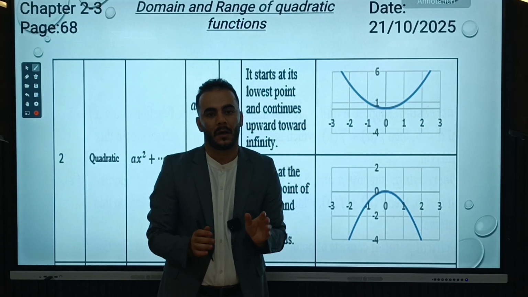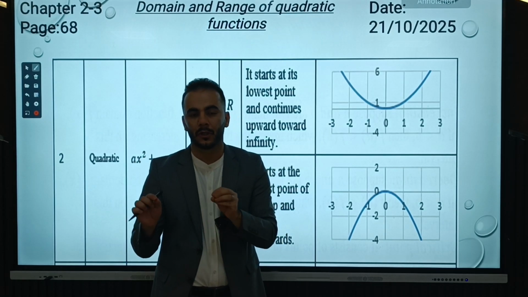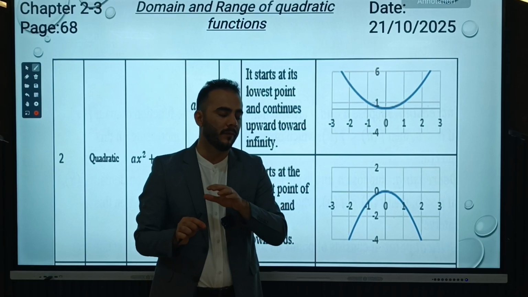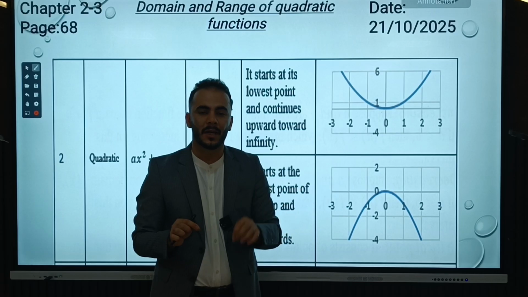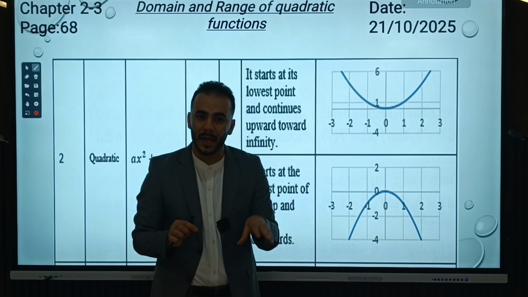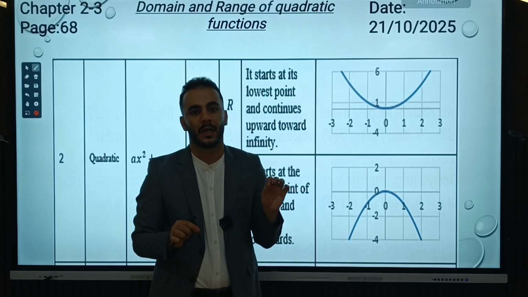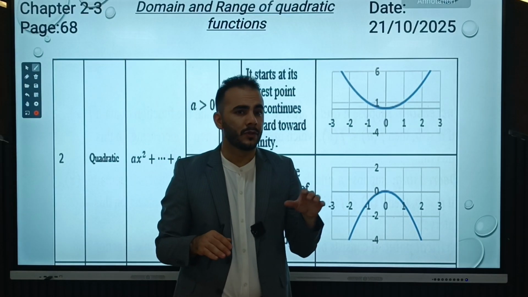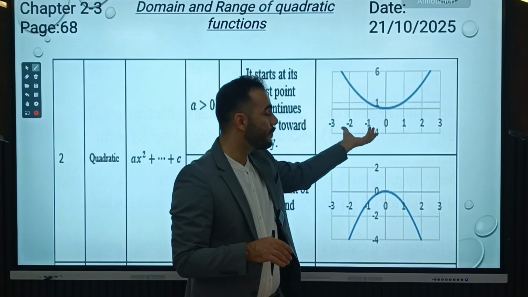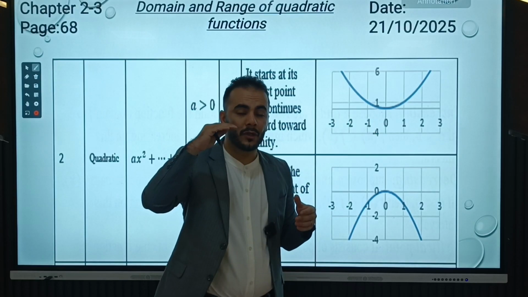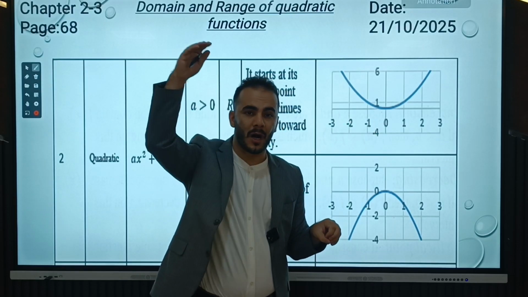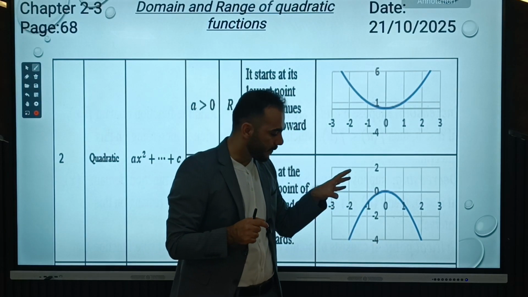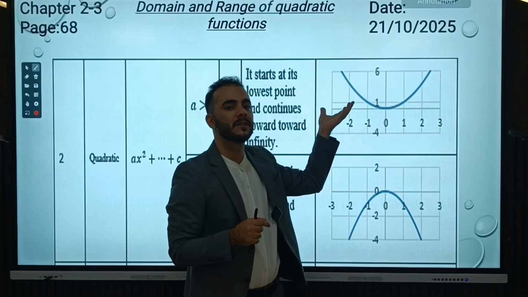The second thing is, the domain of a quadratic function is always all the real numbers, from negative infinity to positive infinity. But the range, based on the question, will change. The idea of range is from the lowest point to the greatest point. If it opens up, the range would be from the lowest point to positive infinity. If it opens down, the range would be from negative infinity to the greatest point. That is all about domain and range of quadratic function.